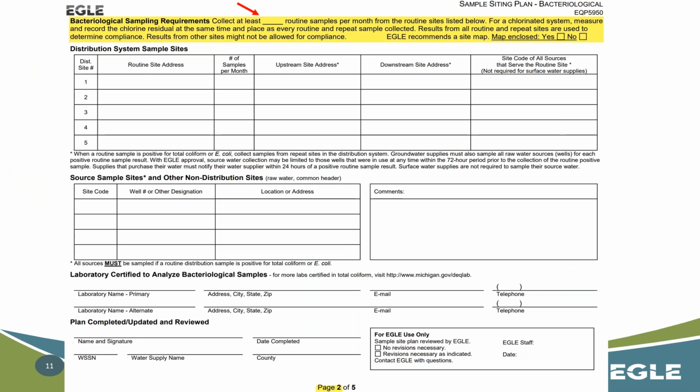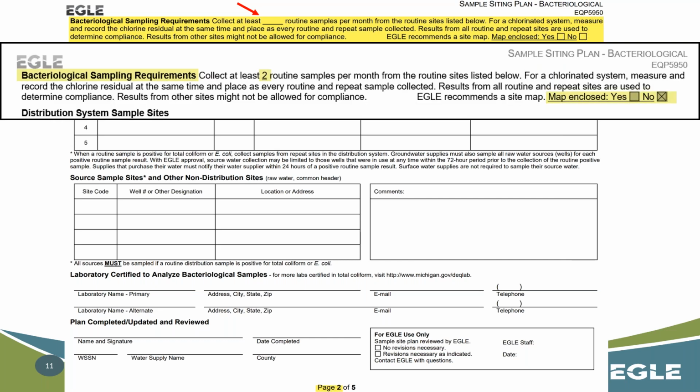On to page 2. This page includes the sample requirements and locations. There is an easily missed blank at the top of the page. This is where the minimum required number of total coliform samples per month is recorded. Please fill that in. But John, how do I know what my minimum required number of total coliform samples is?